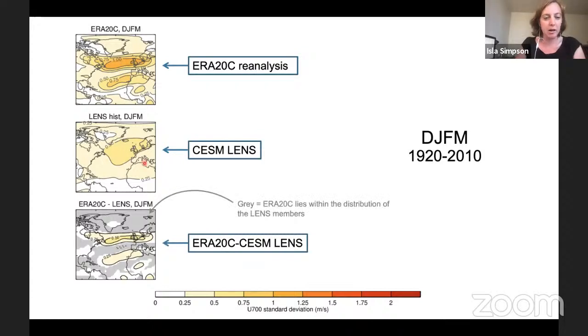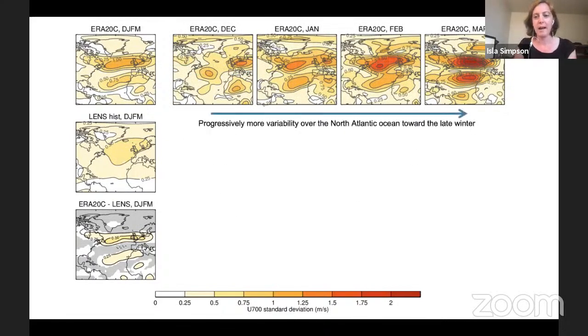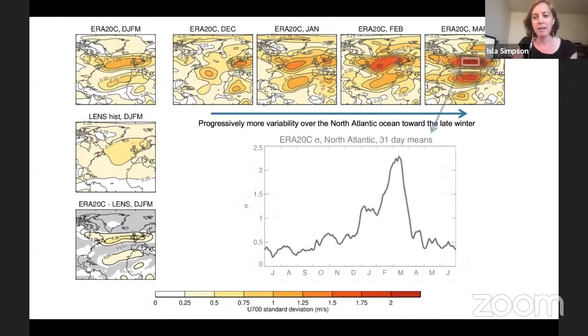And then the gray here is showing regions where the observed or reanalysis variability lies within the distribution of the 40 members of the large ensemble. So what you see in the yellow here is that there's more low frequency variability in the real world than what you get in any of the members of the large ensemble. And if we look at that for the individual winter months, we see a pretty strong seasonality, and then there's more variability in the winds as you get toward the late winter. And it really maximizes in March.